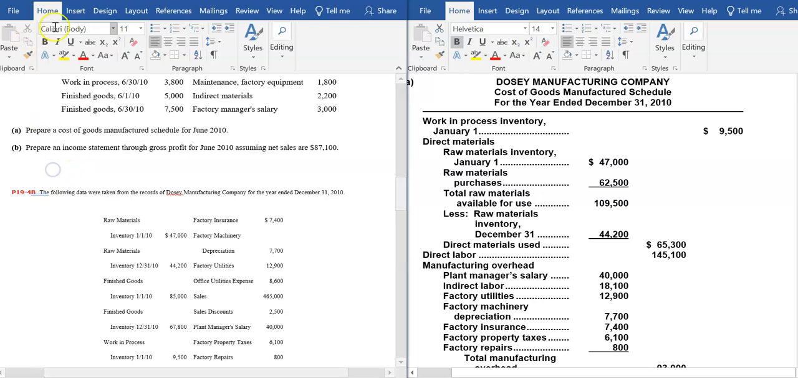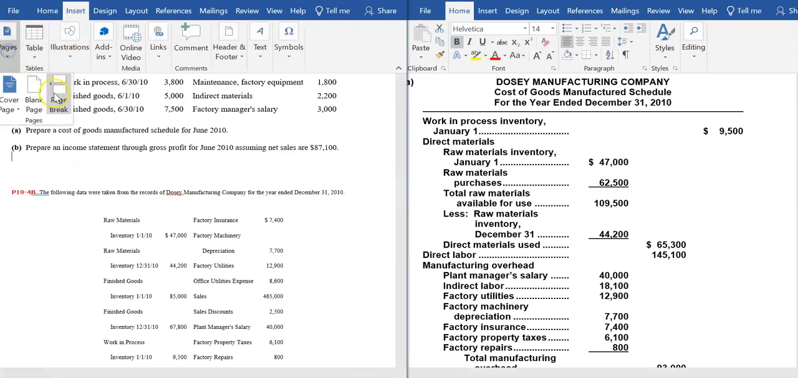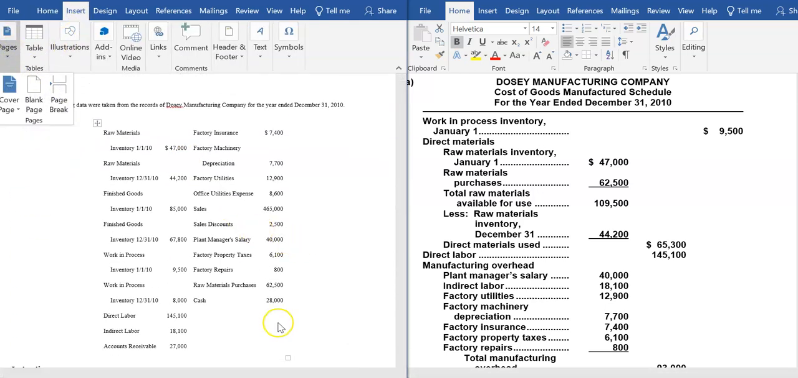Let me see if I can insert a page break. Bear with me. Here we go.